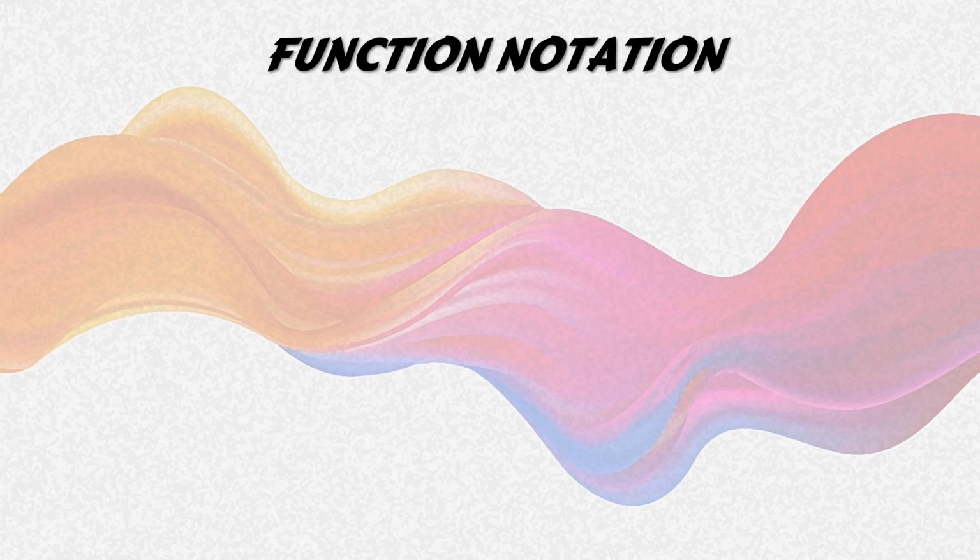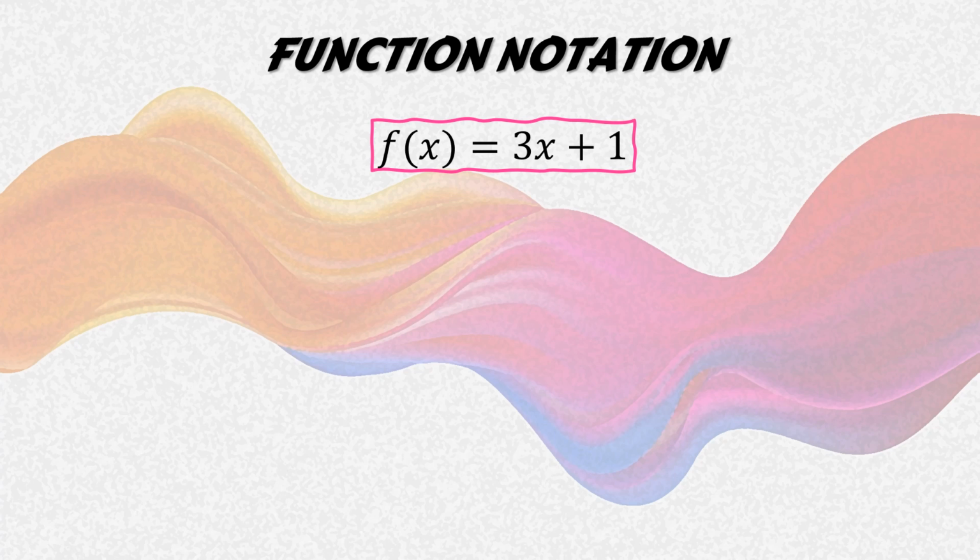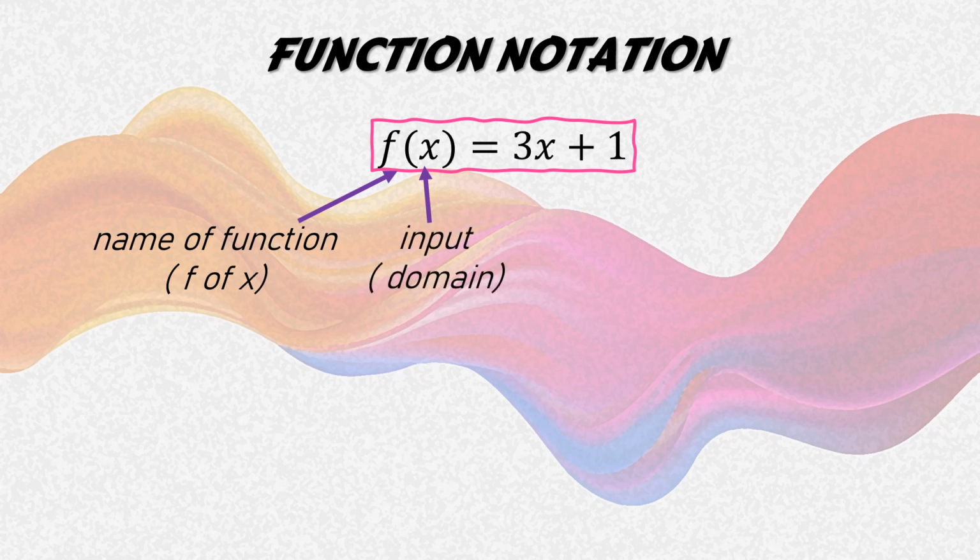Proceed tayo sa function notation. So, meron tayong format. For example, ito, f of x is equal to 3x plus 1. This is the name of function or binabasa natin as f of x. X is the input or the domain and 3x plus 1 is the output or range. Ibig sabihin, we will get the output or makukuha natin ang value ng range depende sa value ng domain.